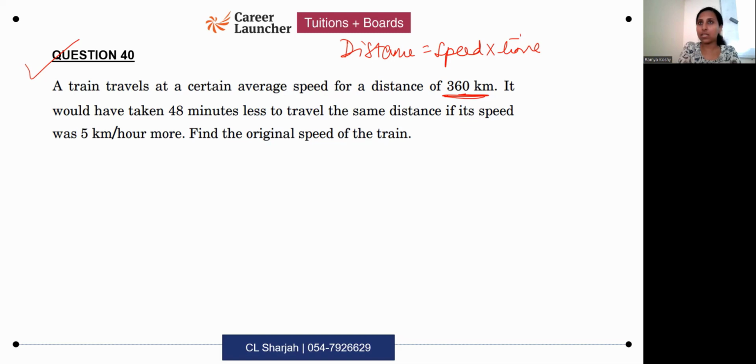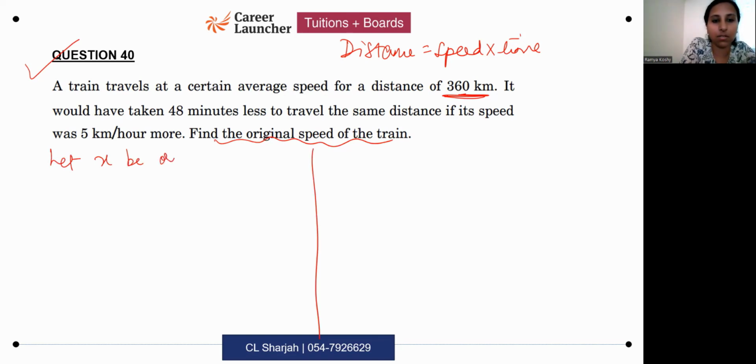If it is only one case like this question, and distance is given, that means it is quadratic normally. So try to use one variable over here. Always the recommendation is whatever is unknown, take that as the variable. So you will say let x be the original speed. Yes, good. Do this.